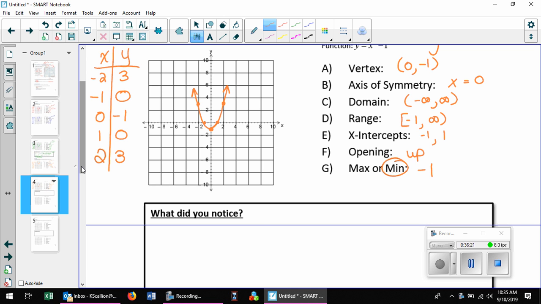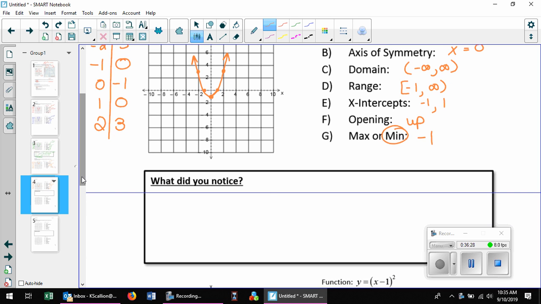All right, so what did we notice? So if I have the equation y equals x squared, if I add or subtract something to the end, what did you notice happens to the graph? If I added something, where did it go?